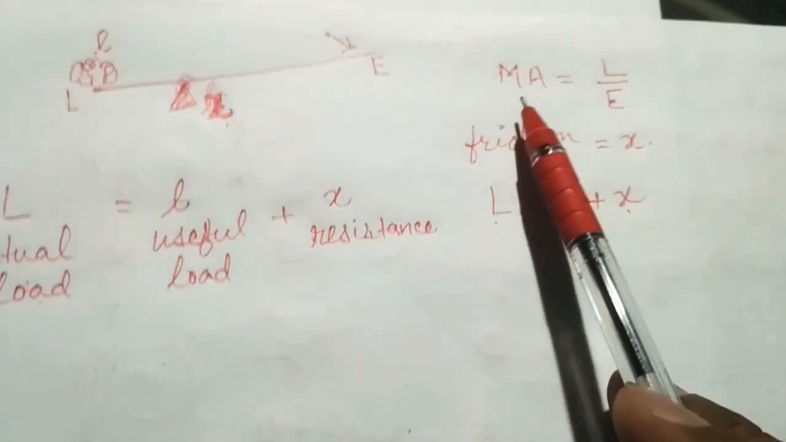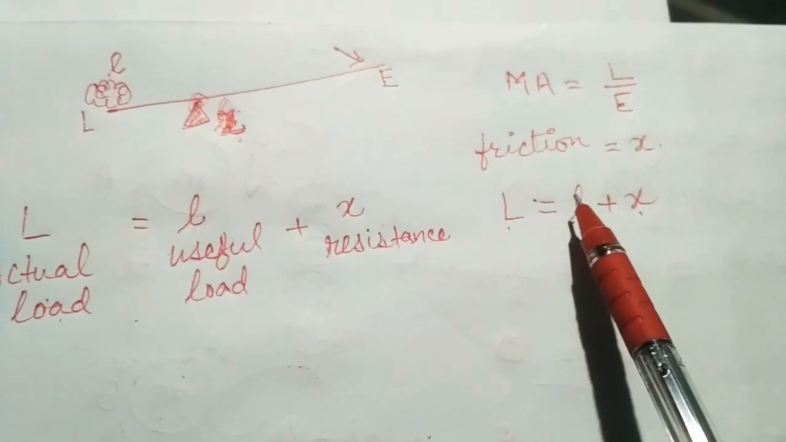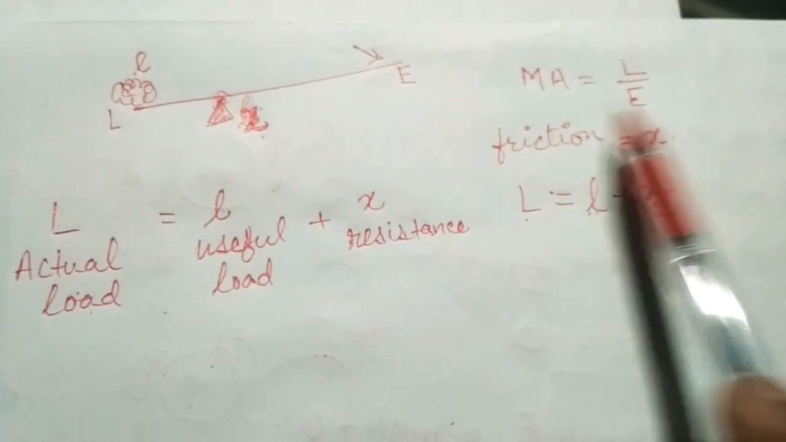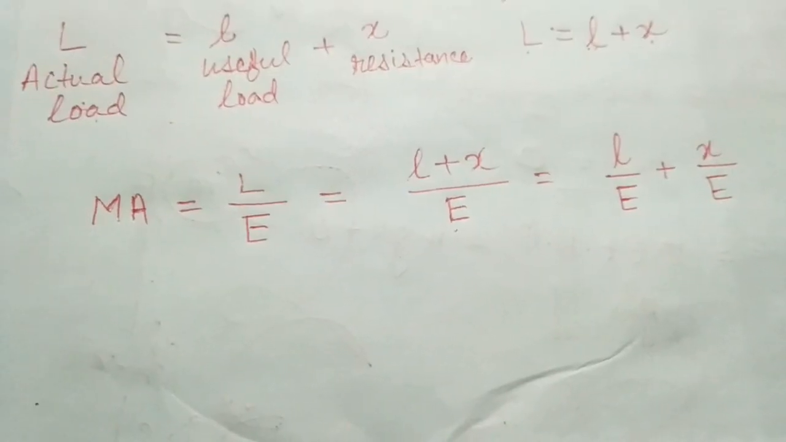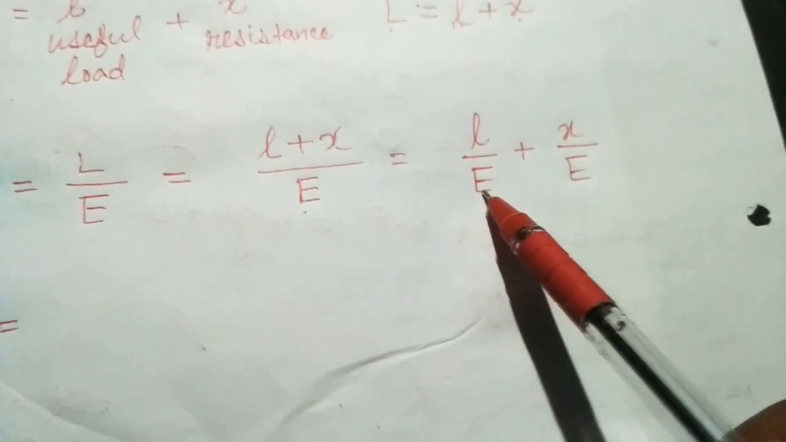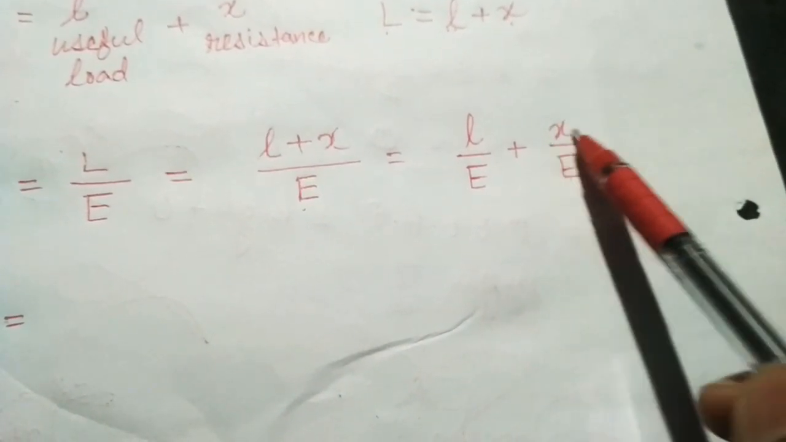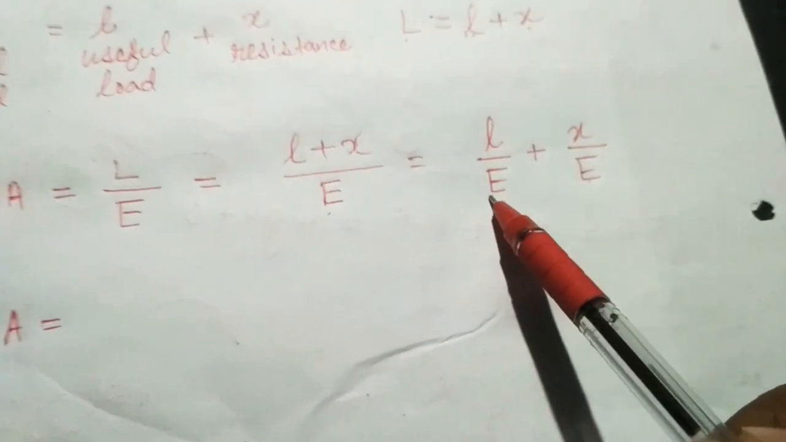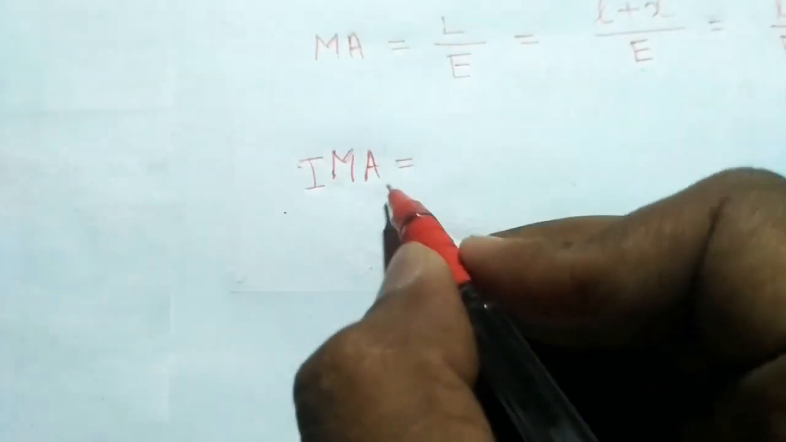Again see this equation, mechanical advantage is equal to load upon effort. Now put this load, which is the sum of useful plus resistance, in the equation, and let's see. So you can see here the small l, the useful load upon effort, and this is resistance upon effort. If I'm considering this x is 0, this x means friction is 0, the machine is ideal. So only small l upon e will be there, which means at that time we will say ideal mechanical advantage.